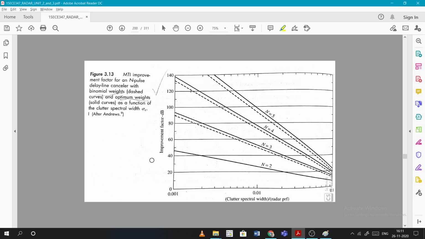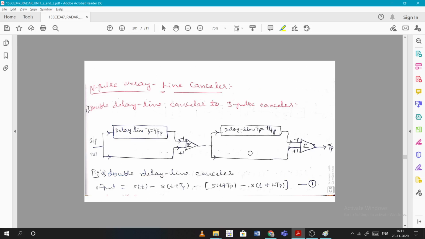This is the graph between the clutter spectral width, that shaded region we have seen, the width per radar PRF, pulse repetition frequency, plotted against the improvement factor IF. It shows the n pulse delay line canceller, from the double delay line canceller to the 3 pulse canceller.